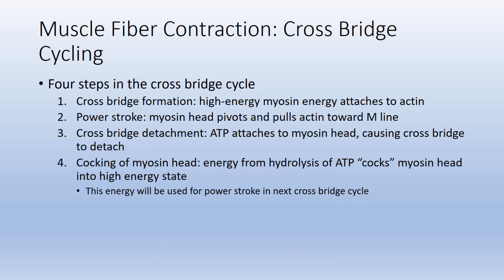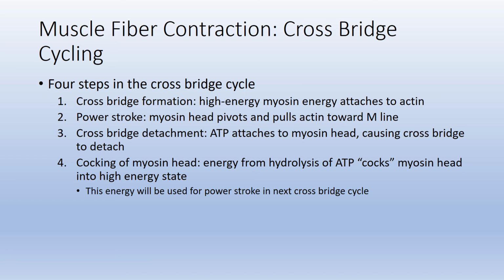At the microscopic level now, muscle contraction can be seen in these 4 steps, known as the Crossbridge Cycle. In order to initiate the Crossbridge Cycle, we have to first form a crossbridge, and this occurs after calcium binds to troponin and after tropomyosin is pulled off of the binding site. Once that myosin head links up to the actin filament, we have formed a crossbridge.